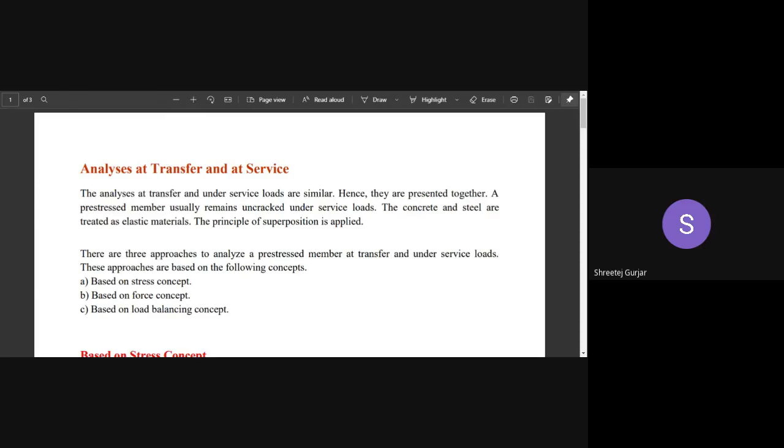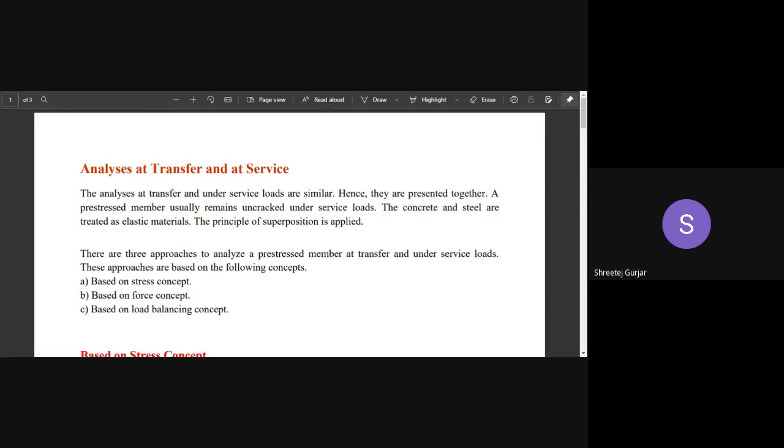We will be using the principle of superposition. You will understand it once we head on to the numerical. Okay. So the next thing is the concepts that we will be using. The concepts, as I have shown you here, we will be using three basic concepts.